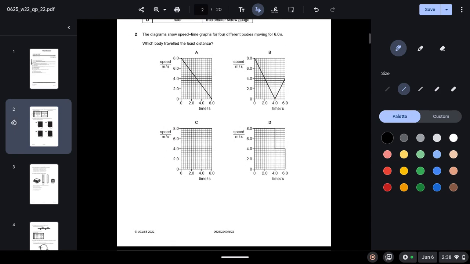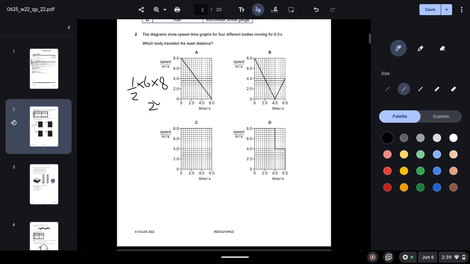The diagram shows speed-time graphs for 4 different bodies moving for 6 seconds. Which body traveled the least distance? How can we calculate the distance? We need to find the area under the graph for each option and then check which has the least distance. So for A, we know this is a triangle, so we have half base into height. Base is 6, height is 8.